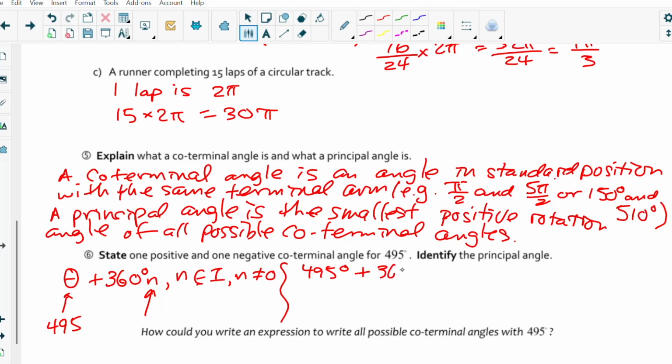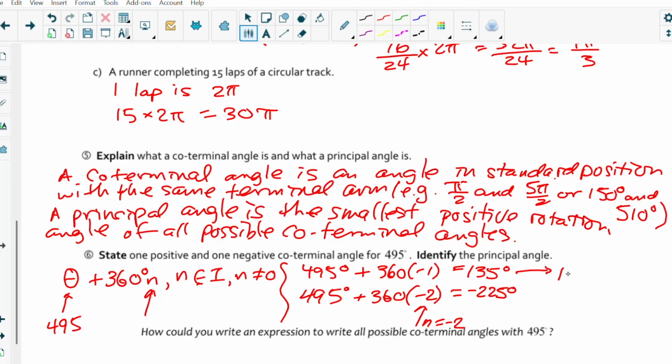495 plus 360. Let's do n equals negative 1. That equals 135 degrees. Let's do one more. One positive, one negative. That's my positive one. If I go to n equals negative 2, I get negative 225 degrees. The principal angle is the smallest positive rotation angle of all possible coterminal angles. The smallest possible rotation angle, this is my principal angle. This meets the definition of principal angle.